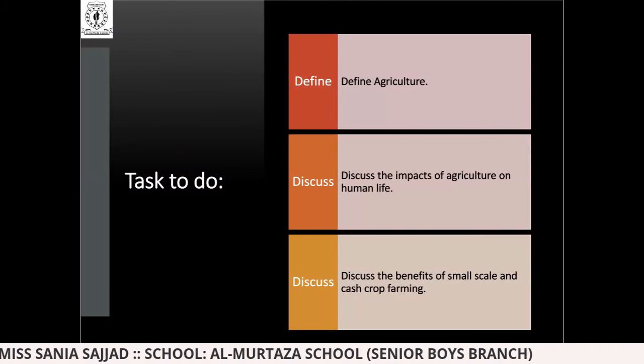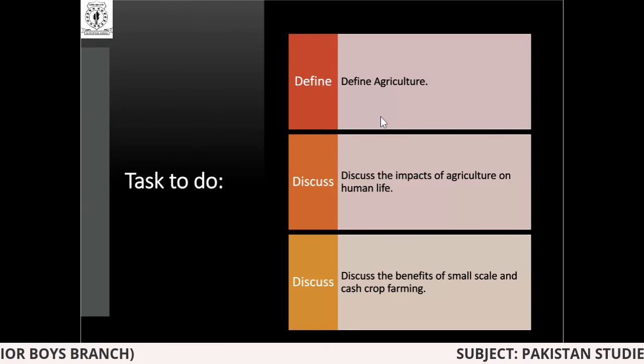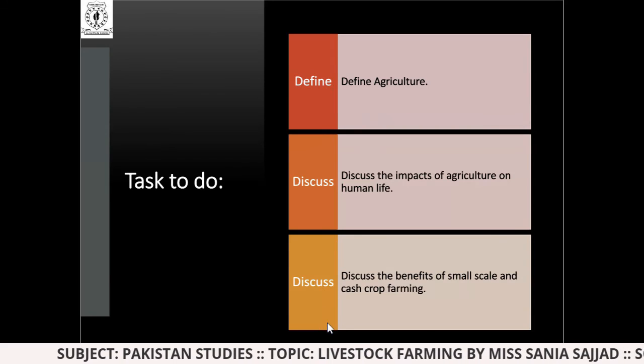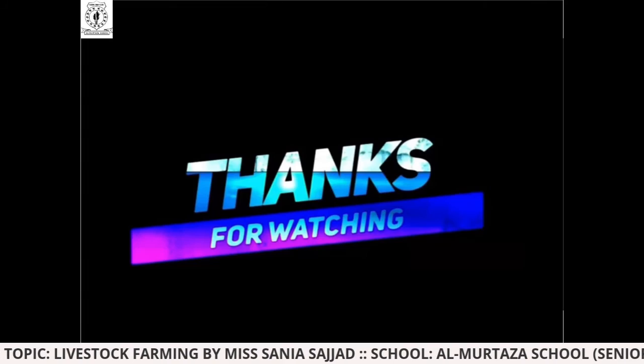So, the task for today is that there are three questions which you have to attempt. Question number one, define agriculture. Question number two, discuss the impact of agriculture on human life. And then question number three, discuss the benefits of small scale and cash crop farming.